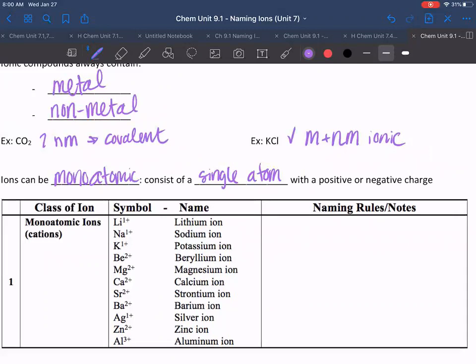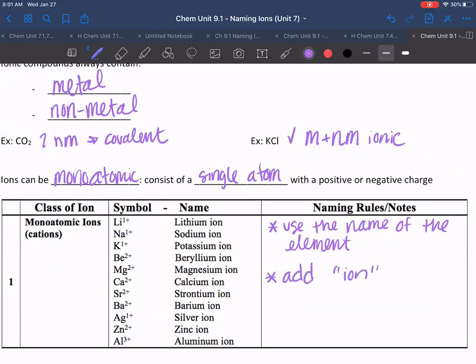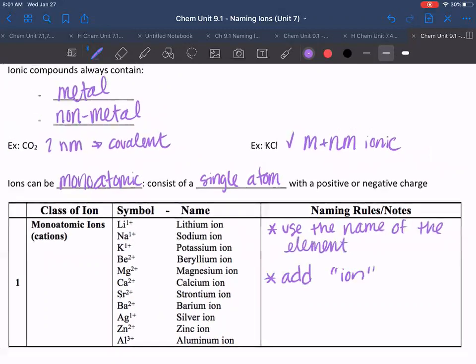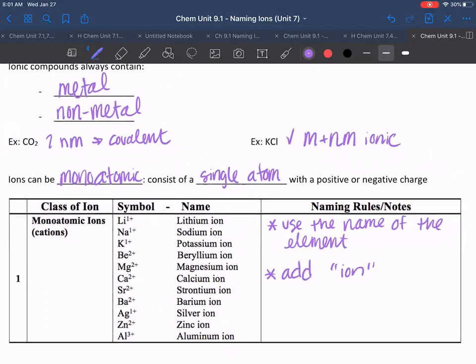What you're going to do is you're going to use the name of the element. And then the only other step is you're going to just add ion after it. That's all you have to do. So if we're looking at lithium, when it forms its ion, it's a lithium ion. Sodium, it's a sodium ion. So super easy to name monoatomic cations.